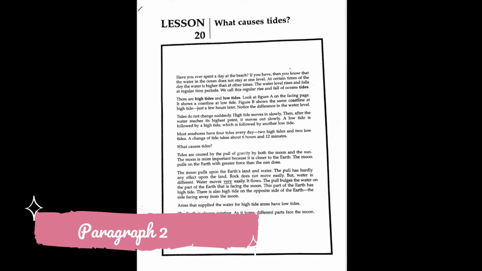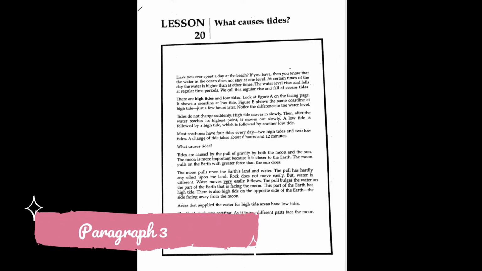We call this regular rise and fall of ocean water tides. There are high tides and low tides. Look at figure A on the facing page. It shows a coastline at low tide. Figure B shows the same coastline at high tide just a few hours later. Notice the difference in the water level.